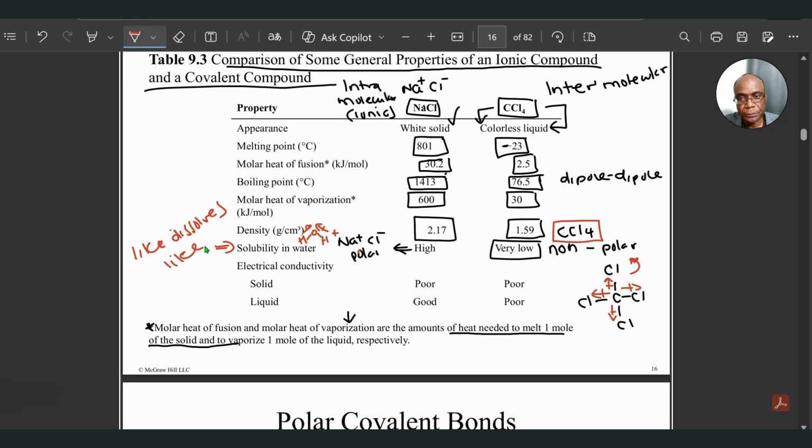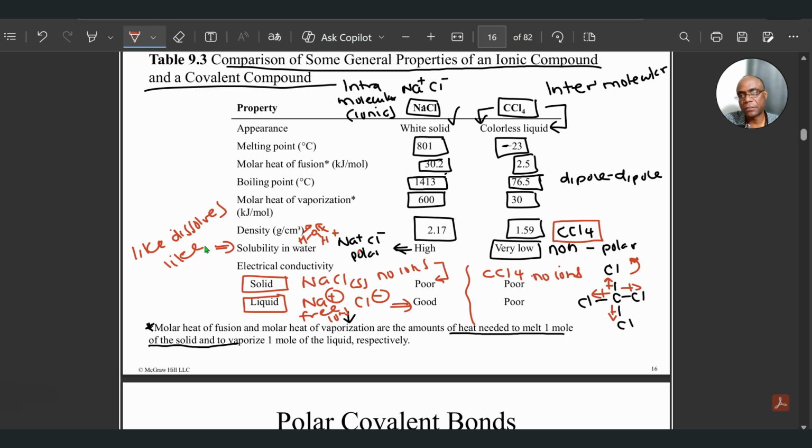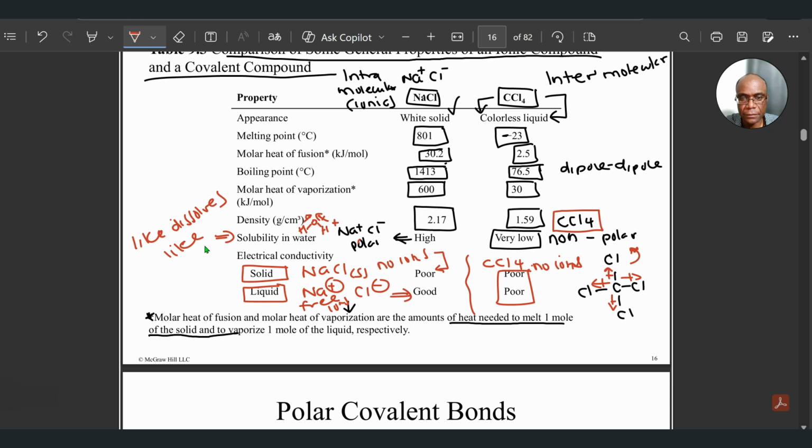Electrical conductivity. When sodium chloride is in solid form, you have no free ions, so it will be a poor conductor. But when sodium chloride is in liquid form, you most likely have those freely moving ions, and because of the charges, then it's a good conductor of electricity. Now, like I said, carbon tetrachloride is not ionic, it's covalent. There are no ions, it does not dissociate in solution, so it will never conduct electricity because there are no ions.